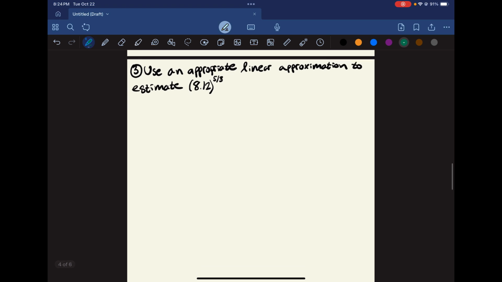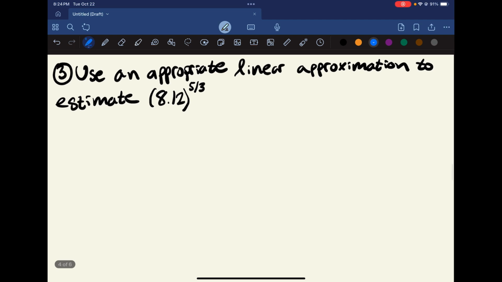Okay, and then this is a previous quiz problem, probably about 2 years ago or something like that. But very similar to the last problem. We've got f of x, x, and a. We want to identify all three of those.